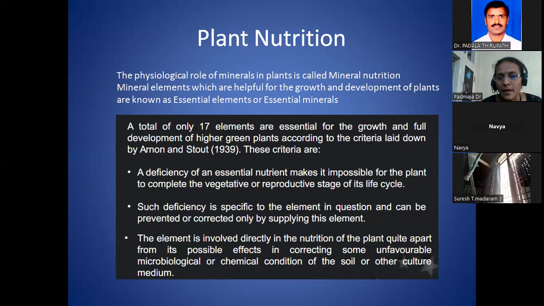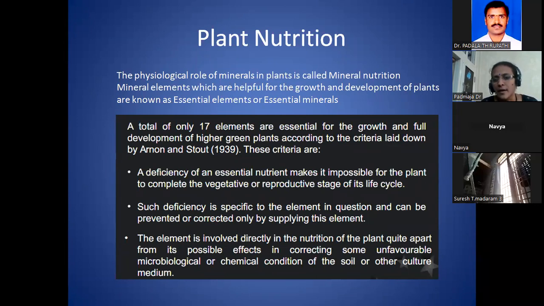According to an experiment done by Arnold and Stout in 1939, they showed how these minerals are helpful for plant growth, and if a mineral deficiency is there, what symptoms we are going to see in the life cycle of a plant. These were studied by them. A deficiency of an essential nutrient makes it impossible for the plant to complete the vegetative and the reproductive stages of its life cycle.